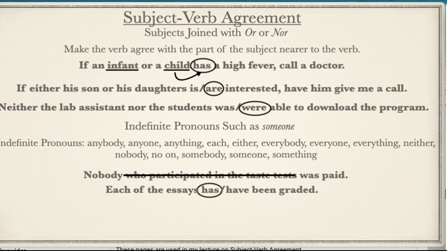And here it is: has. Why? Because essays is plural. Each of the essays has been graded.